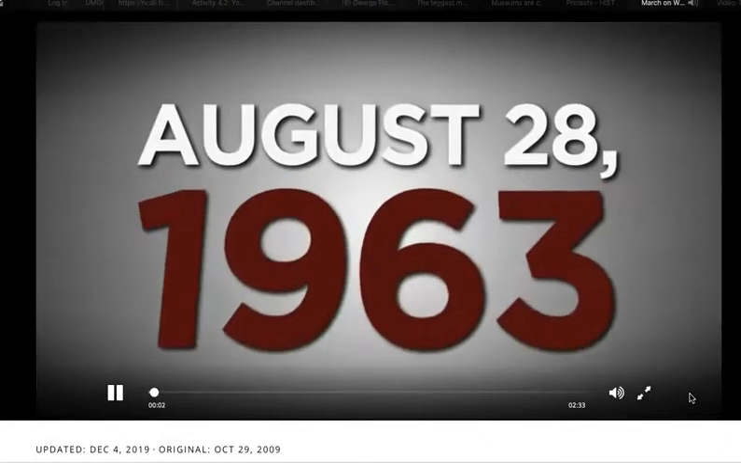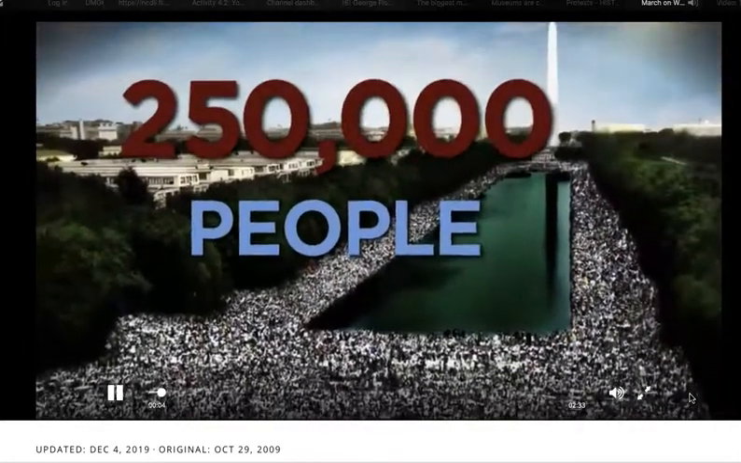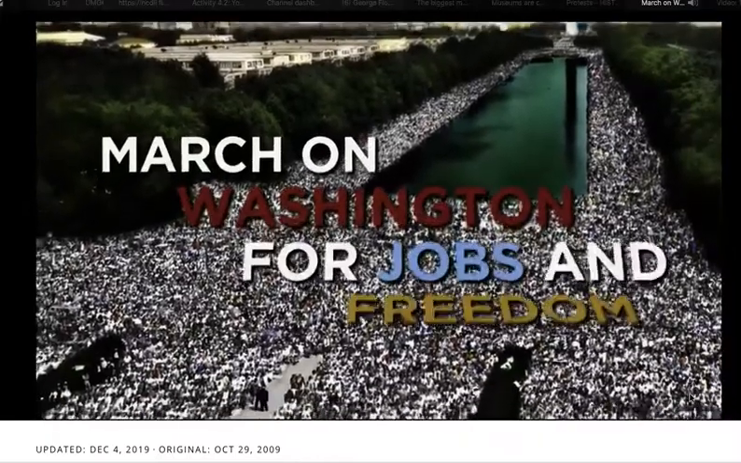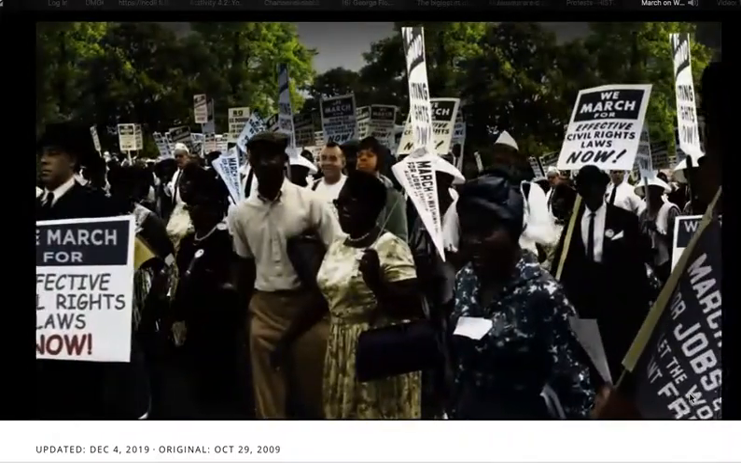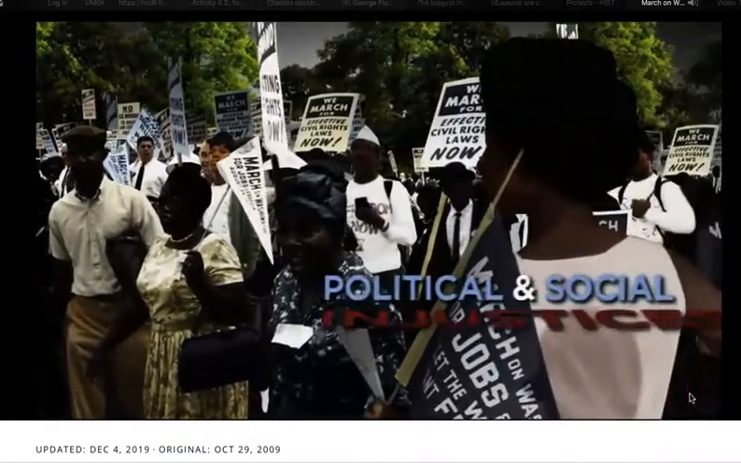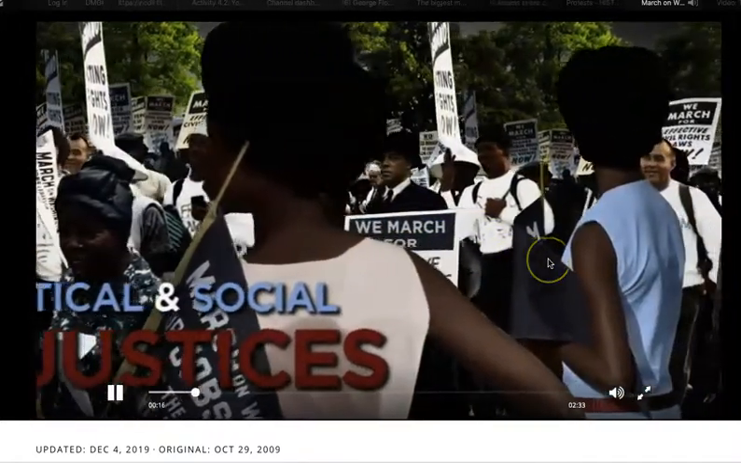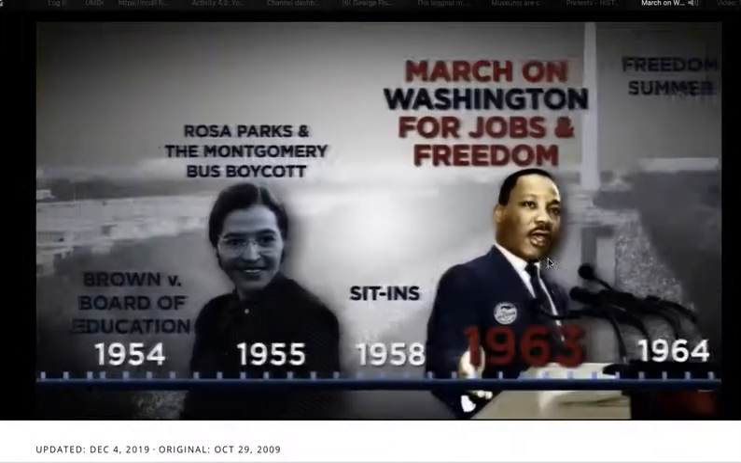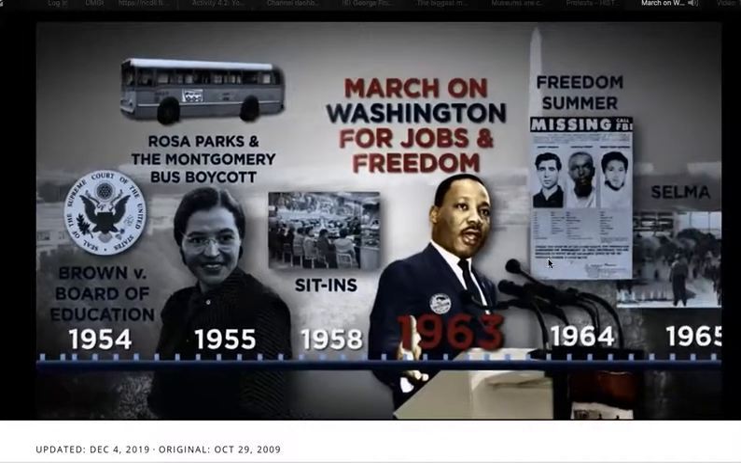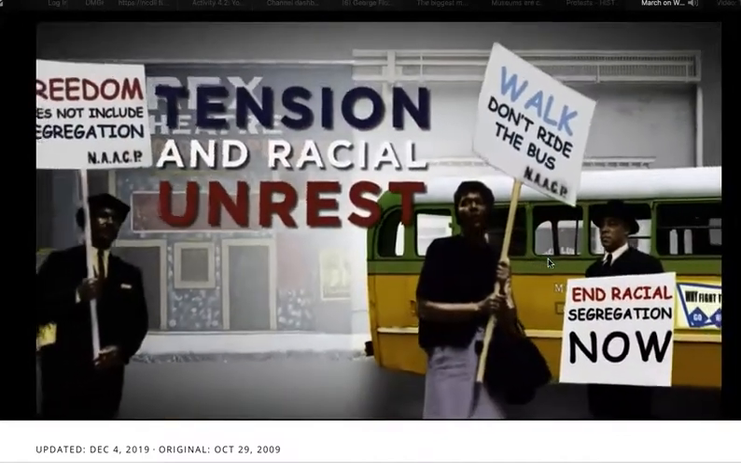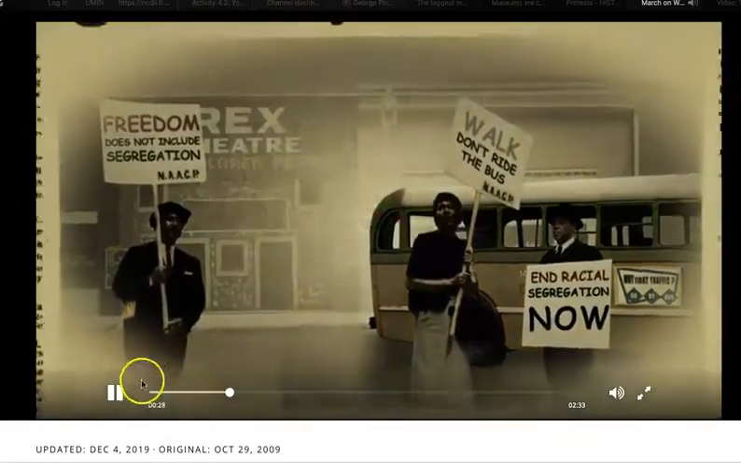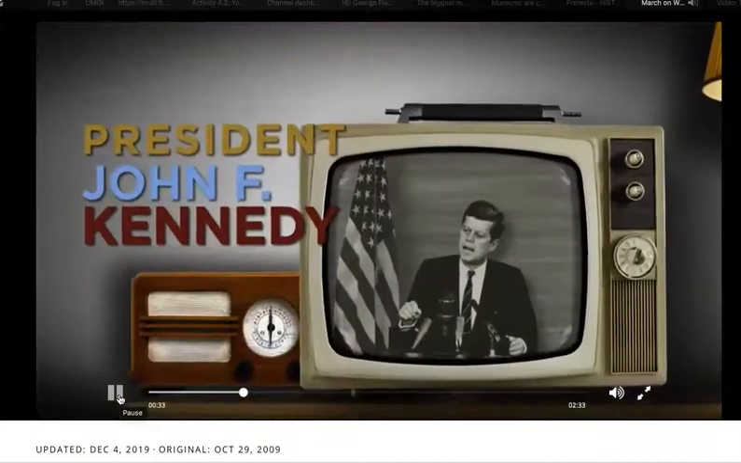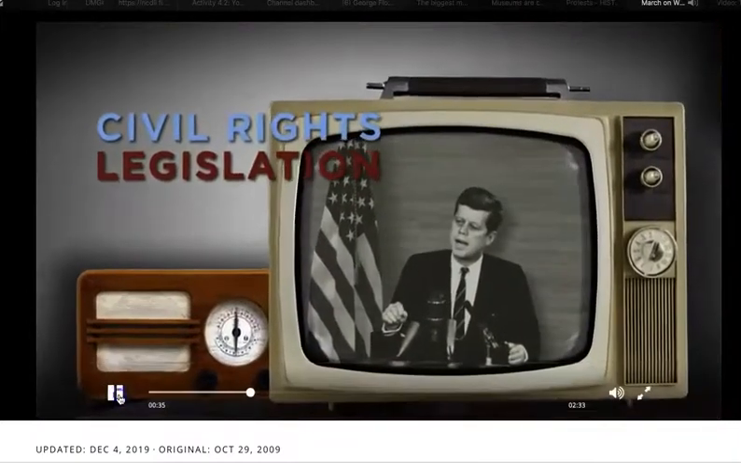On August 28, 1963, 250,000 people gathered in the nation's capital for the historic March on Washington for Jobs and Freedom. The march rallied Americans to stand up against the continuing political and social injustices African Americans still faced 100 years after emancipation. The march took place at a critical moment in the civil rights movement. Tension and racial unrest had been building up throughout the year, with anti-segregation demonstrators making headlines in Alabama and President John F. Kennedy announcing his intention to pass civil rights legislation.